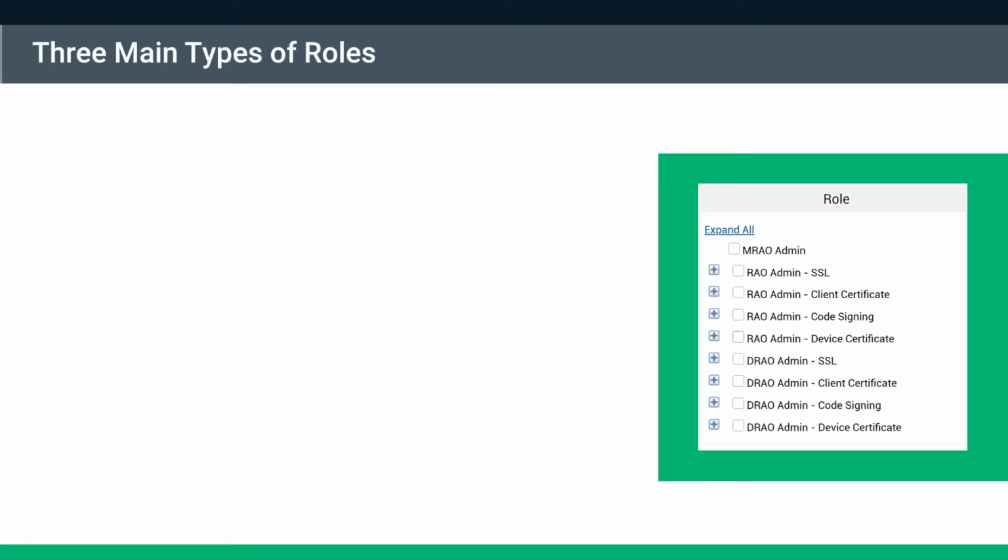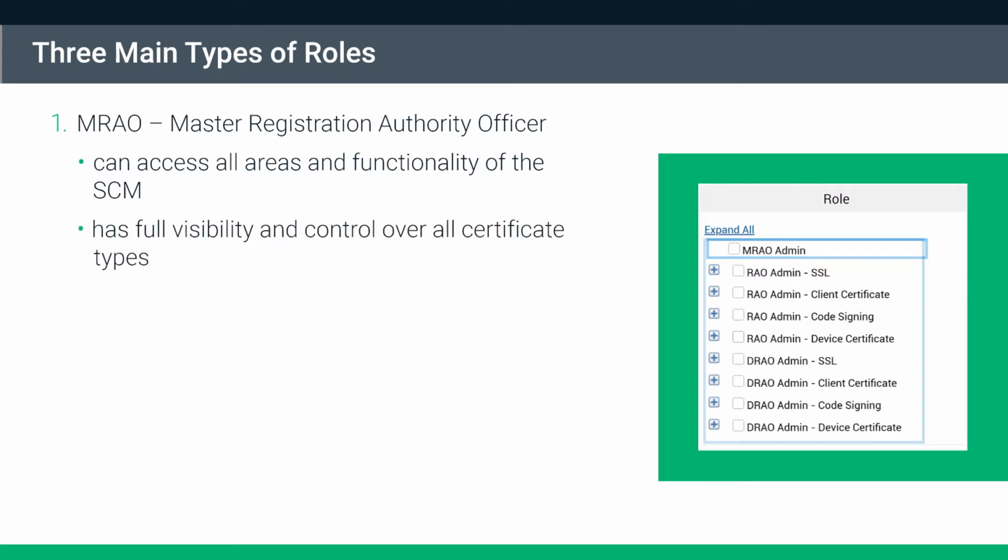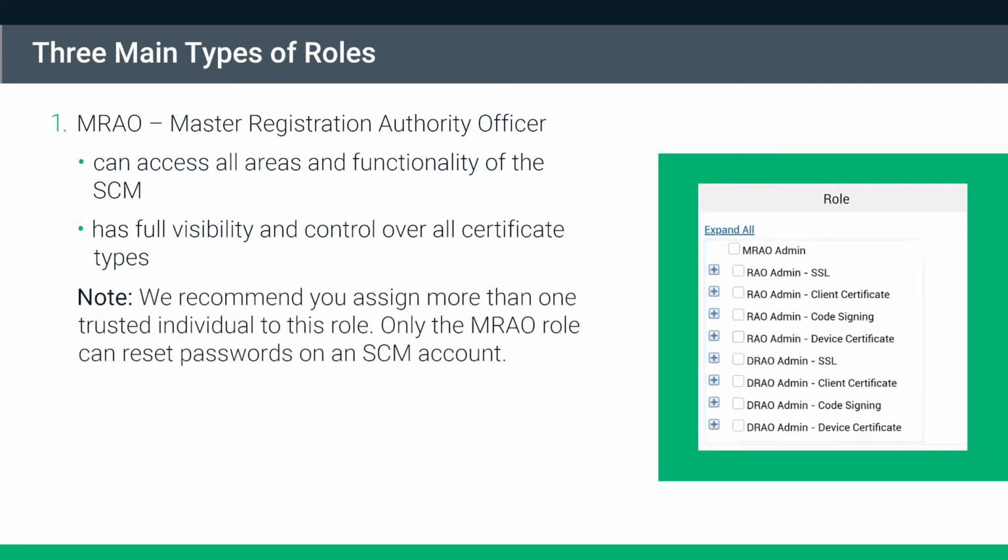There are three main types of roles. The first is the MRAO, or Master Registration Authority Officer. This type of administrator can access all areas and functionality of the SCM and has full visibility and control over all certificate types for all organizations and departments. We recommend that you assign more than one trusted individual to this role because only the MRAO role can reset passwords on an SCM user account.